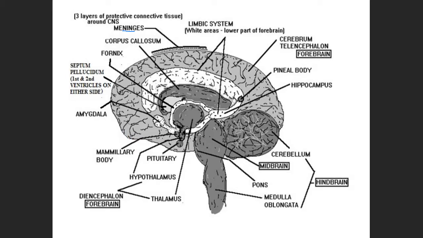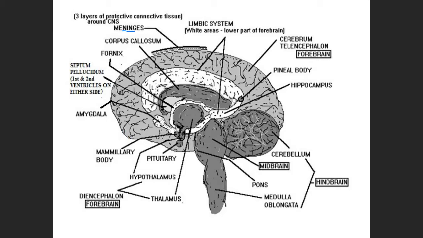Underneath that is a very, very delicate layer of mostly epithelium tissue called the pia mater. Pia means delicate, and it means a delicate mother that's actually in contact with your brain itself. So that's the meninges, and it goes around the brain and the spinal cord.